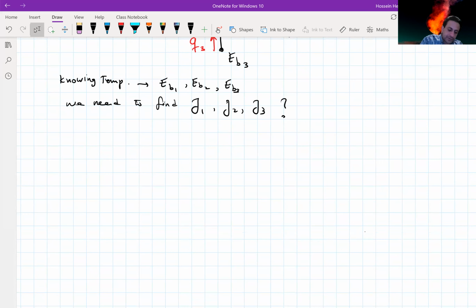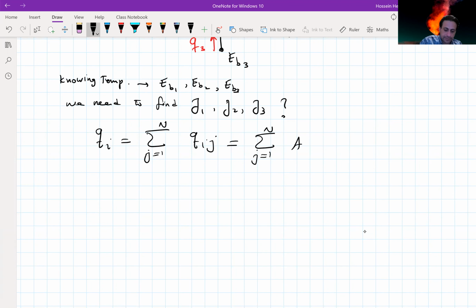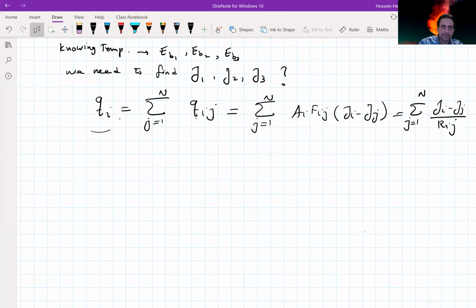And the net heat transfer from each surface, remember that Qi was the summation of j equal to 1 to N of Qij, which is the summation of j from 1 to N of Ai Fij times Ji minus Jj. In terms of the resistance, the summation over j from 1 to N of Ji minus Jj divided by Rij. Okay. So what this tells us is essentially Q1 is going to be Q12 plus Q13. That's what it tells us.